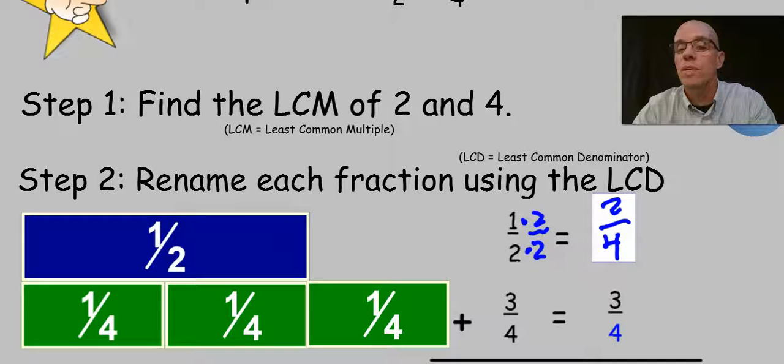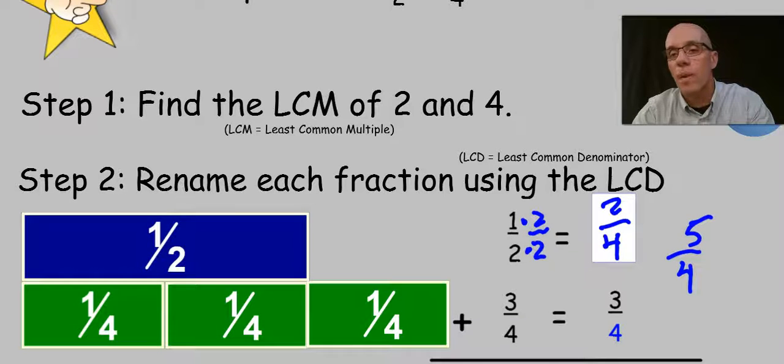So 2/4 is equal to 1/2. And we know, because really all I multiplied 1/2 by was 2 over 2, which is 1 whole, so it's still got to be equal to itself. It just looks different here. So now that I have 2/4 and 3/4, I can add them together and get 5/4.